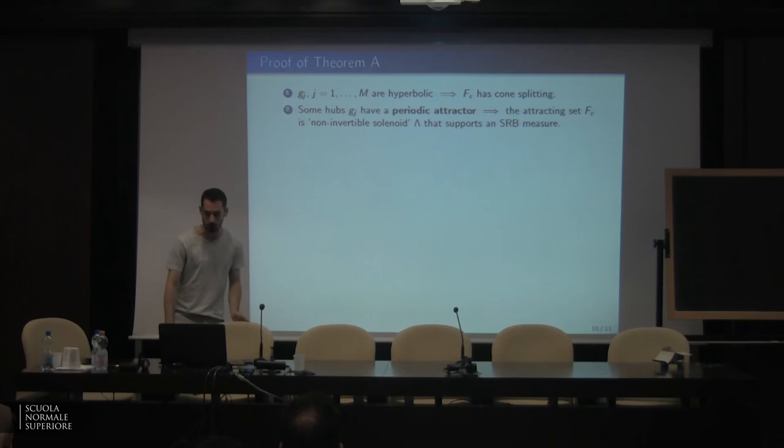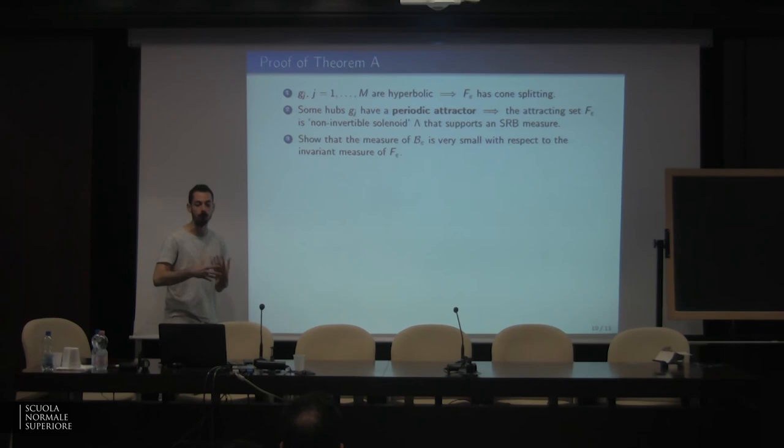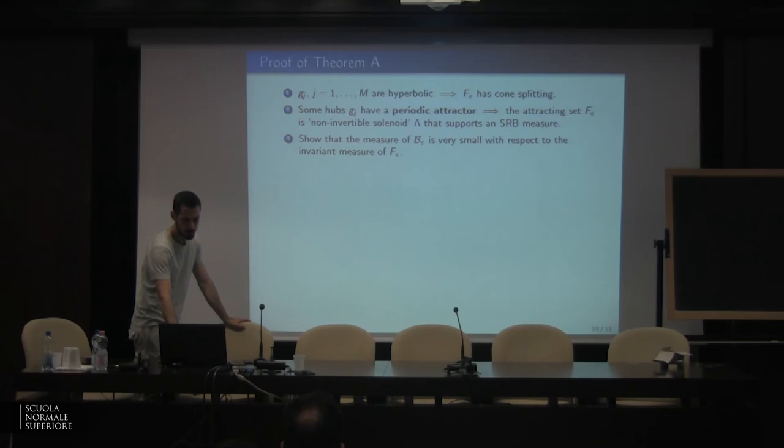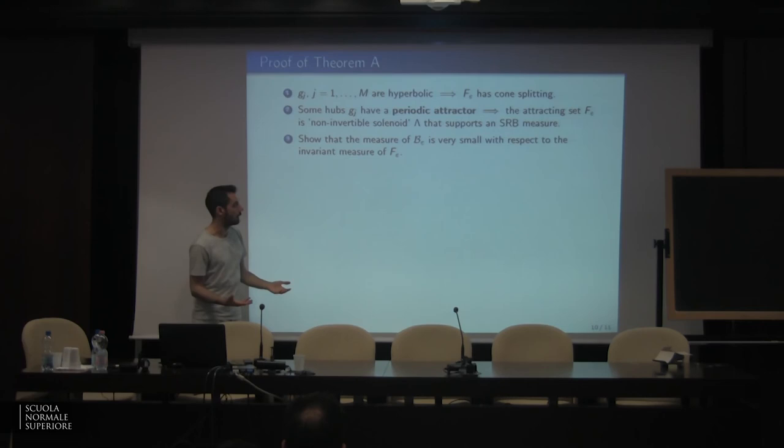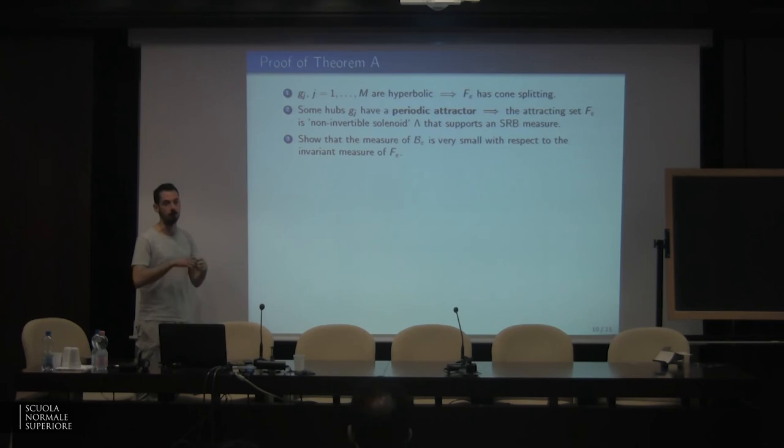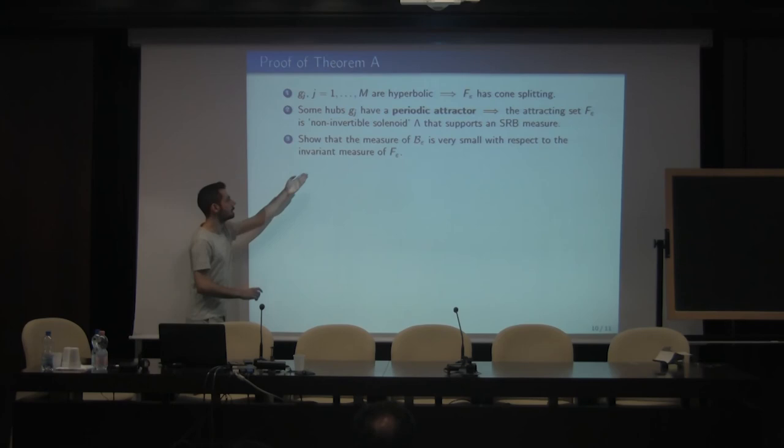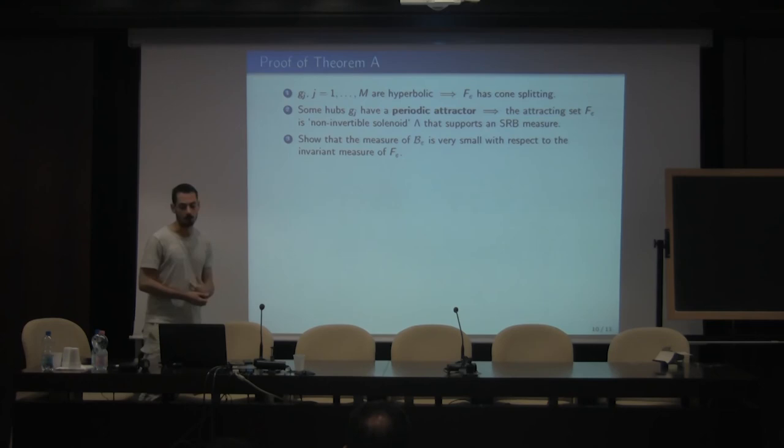And so what you get is some non-invertible solenoids which supports physical SRB measures for your system. And what you have to show then is that the set E epsilon, where fluctuations were large, you know already that this was small with respect to the reference measure that you take, which was the product measure of the uncoupled systems. You have to show that this set has small measure also for the invariant measure of the map F epsilon. And this requires a global argument.